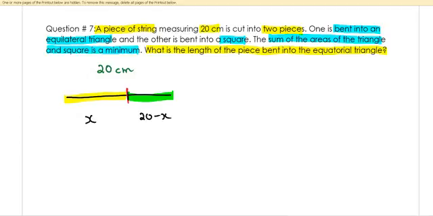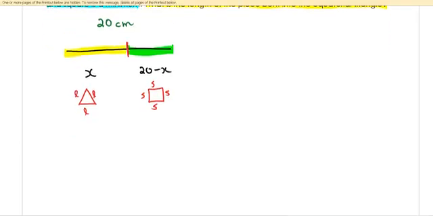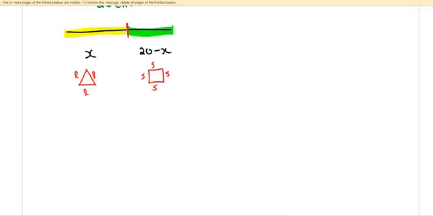Now these two pieces of string, one of them is going to be bent into an equilateral triangle, that means a triangle with all equal sides, and the other string piece is going to be bent into a square. Now the good thing about a square is that all sides are equal, and the good thing about an equilateral triangle is that all lengths are equal. Let's write some expressions for the equilateral triangle and the square. For this equilateral triangle, if I know that the perimeter is x, that means each length has to be x, which is the perimeter, divided by 3.